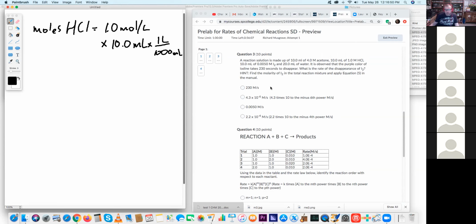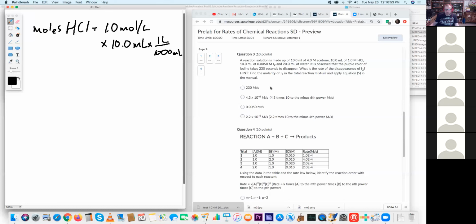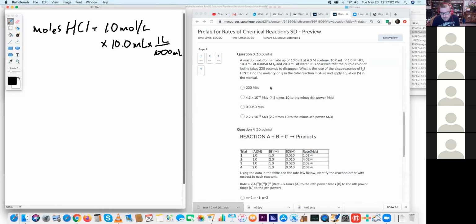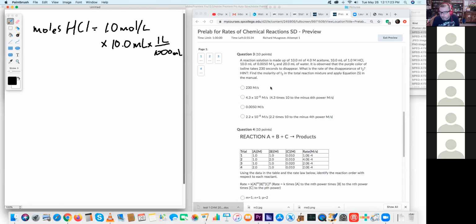Does anybody have any questions? So you're all fine with number three, hey? All right. To reiterate for number three, we're finding the molarity first of I2 and then dividing that by the time that we have. That's right. Yeah, so that's why the unit ends up being molar per second. So it's a molarity divided by time. The thing, though, is it's the molarity of the I2 in the solution, not the initial I2 molarity. You with me? Yes. So that's why we have to go through that same process as we went through in question one and two.